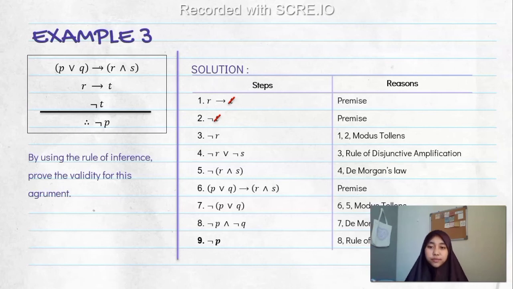After that, we take the first premise, P or Q implies R and S. We use modus tollens on this premise and the new premise from step 5 to cancel out the R and S. So we get not P or Q. And then we bring in the not. So we use De Morgan's law on it and get not P and not Q. Since in the argument the conclusion only has not P, we use the rule of conjunctive simplification to simplify the final answer, and it is proven that the argument is valid.